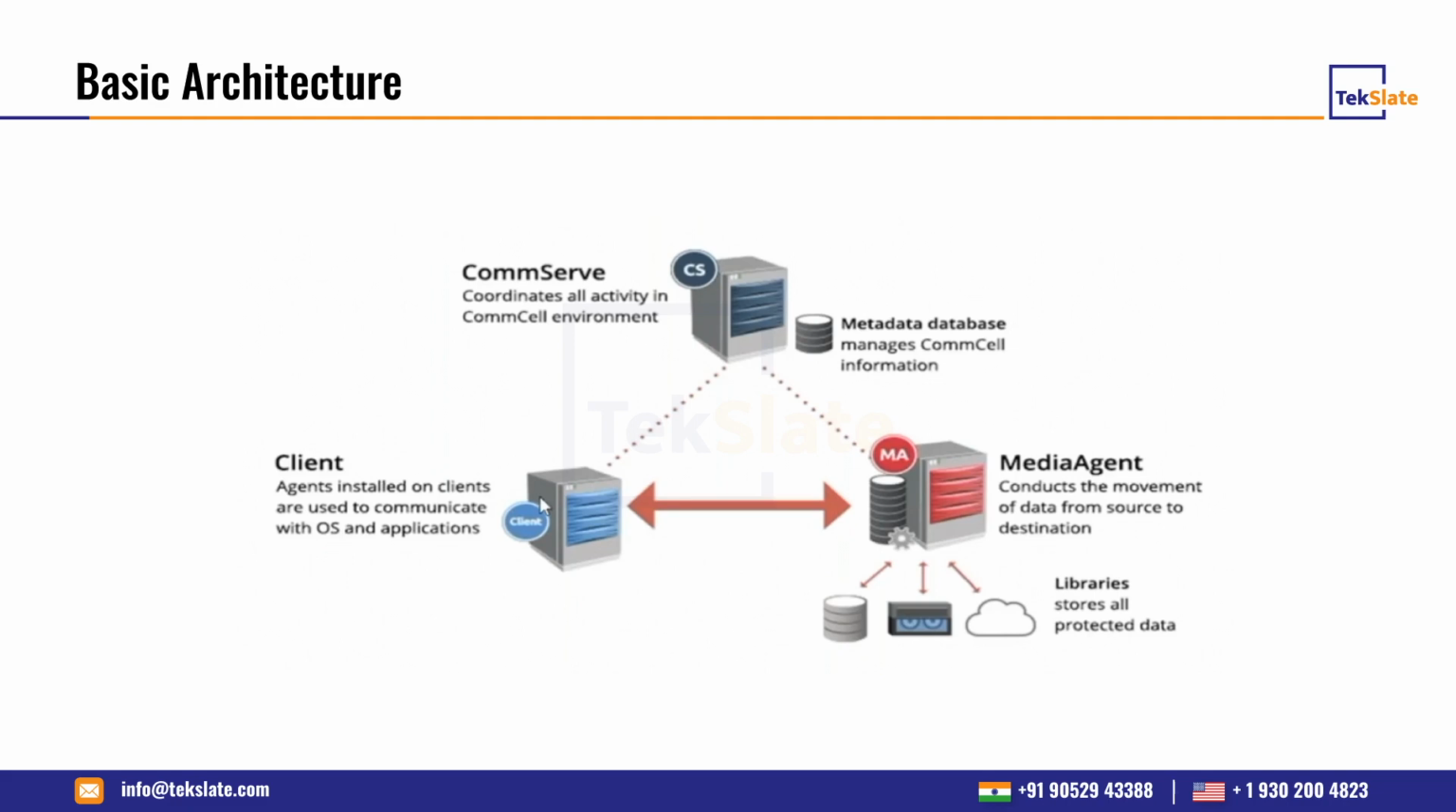Now, library, depending upon the source of that storage, from where that storage is coming, on the basis of that, we can have three types of library. First is your disk library. When I say disk library, let's suppose you have a local disk attached on the MediaAgent. You want to use it for storing the backup, then it will be called a disk library.